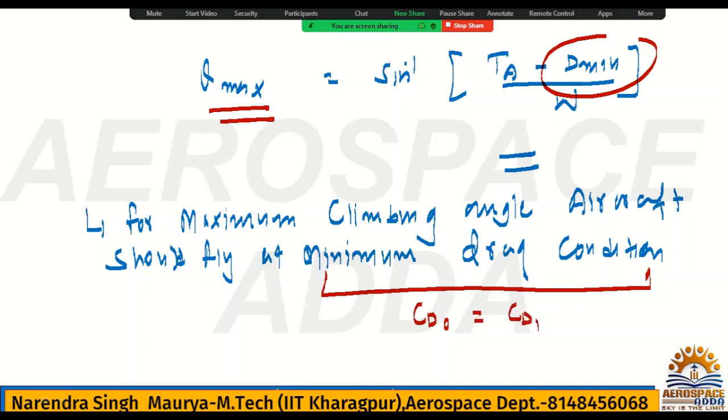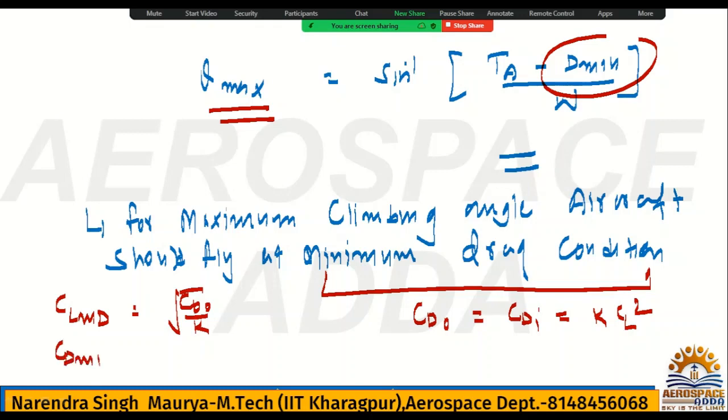C_D0 is equal to C_Di. Parasite drag is equal to induced drag, no? And C_Di is nothing but K C_L squared. So you get C_L at minimum drag. What is the C_L at minimum drag? C_D0 by K, for the calculation. And C_D at minimum drag is nothing but 2 C_D0.